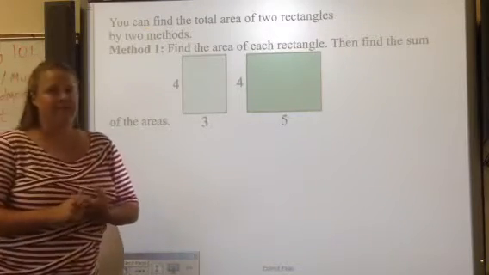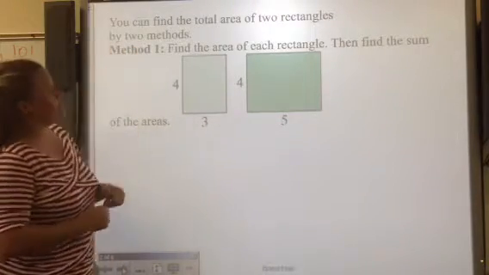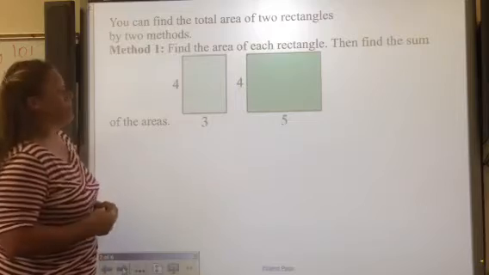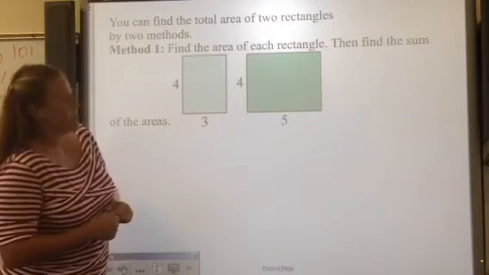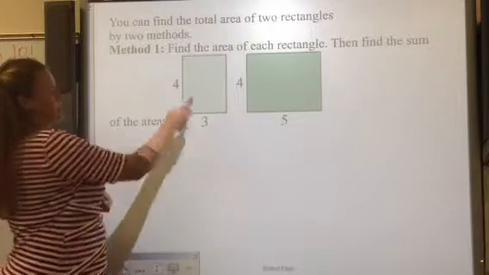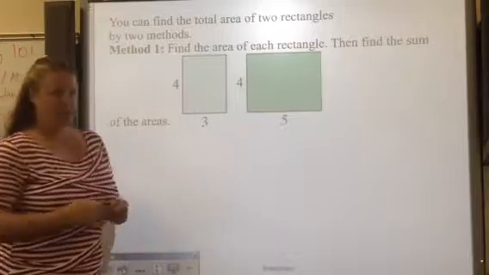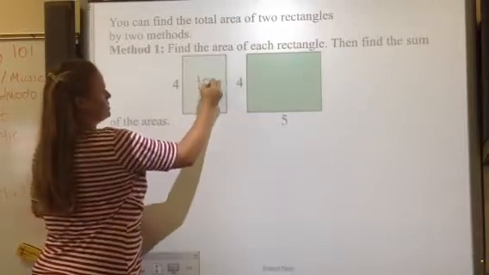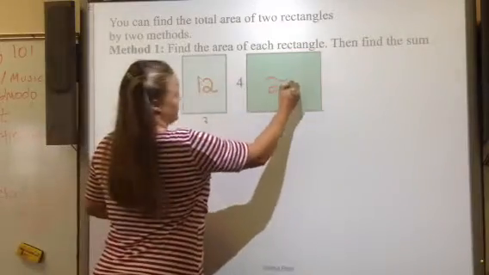So there are two methods in finding the distributive property, so we're going to look at it right now. For one, you can find the total area of two rectangles by two methods. Method one, find the area of each rectangle, then find the sum of the areas. So this rectangle is 4 by 3. So 4 by 3 is 12. And then 4 by 5 is 20.